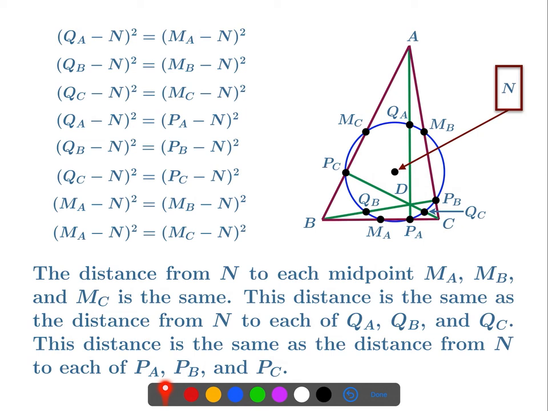And then finally, we just said that all these are the same. And so since those are the same as the distance from n to the p's, then we have the distance from n to the p's are all the same as the distance from n to the q's are all the same as the distances from n to the m's. So we have all 9 of those distances being the same, the distance from n to each of the m's, the distance from n to each of the q's, and the distance from n to each of the p's. And so since we have that, that means the 9 points that we have here are all in a circle centered at n. So that gives us what we want. That proves the 9-point circle theorem and ends this lecture.